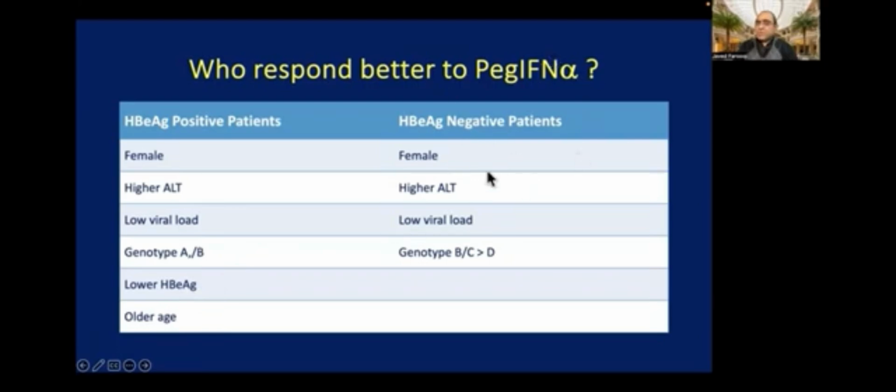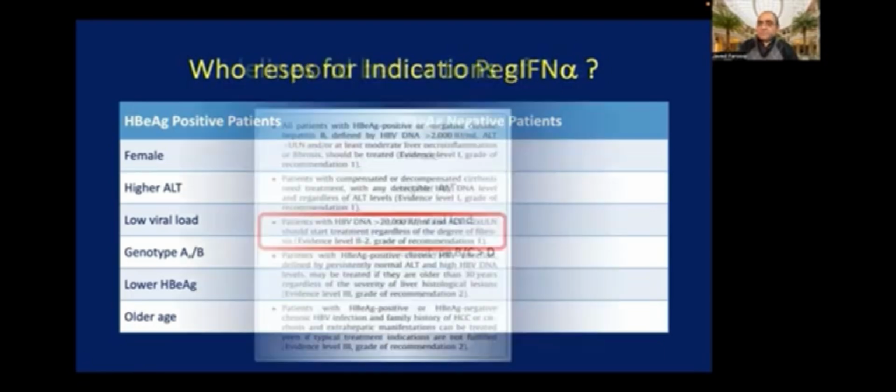So our patient was HBe antigen negative and she had all good predictors except the genotype, which we didn't check. So she had good predictors for response to pegylated interferon.